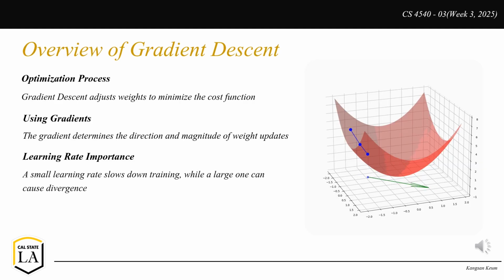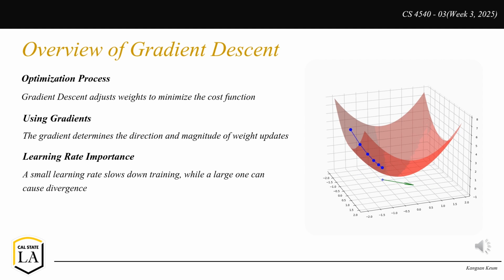In order to minimize the cost function, we need an optimization method. One of the most widely used methods in deep learning is gradient descent. Gradient descent is an iterative algorithm that adjusts the weights of the network by computing the slope, or gradient, of the cost function. The key idea is simple. If the slope is positive, we need to decrease the weights. Otherwise, if the slope is negative, we need to increase the weights.